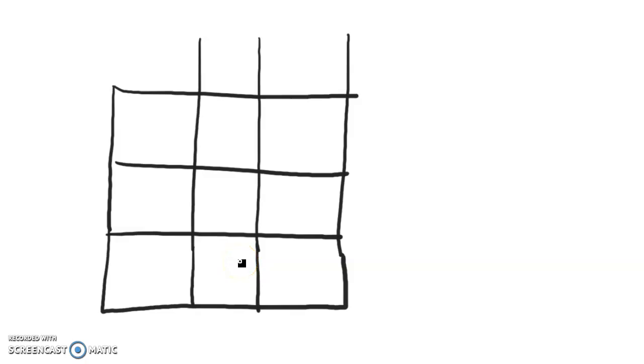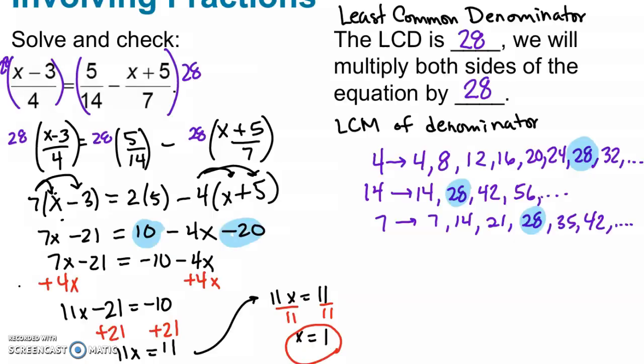So continuing in section 2.1, we just finished up looking at solving this problem. So we had added 21 to both sides, and then we got 11x is equal to 11, and then divide both sides by 11 to get x equals 1. And I said that you should always check your answer.